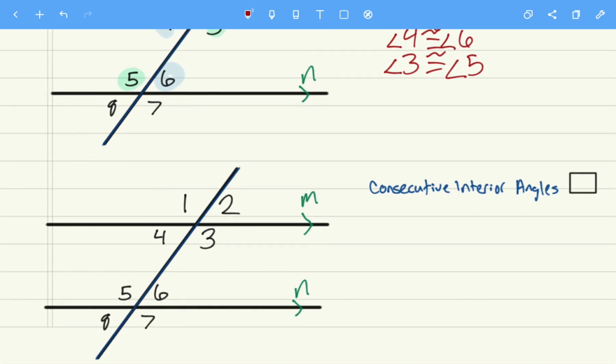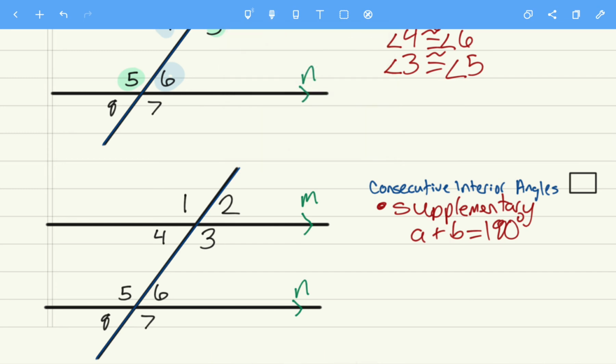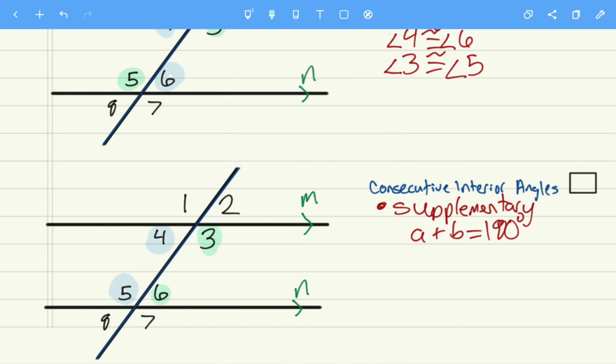Now the last one on here is consecutive interior. These are not congruent. These are supplementary, which means we can add them together to get 180 degrees. So our sets of consecutive interior would be 4 and 5 and 3 and 6.